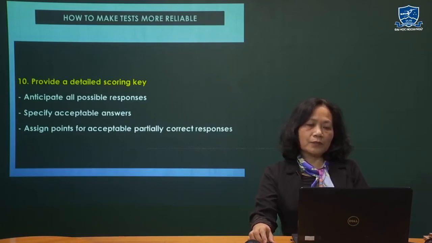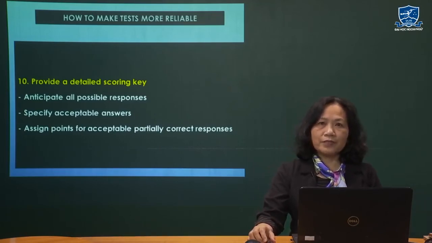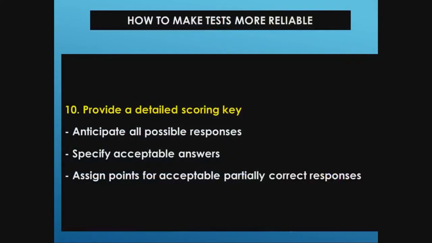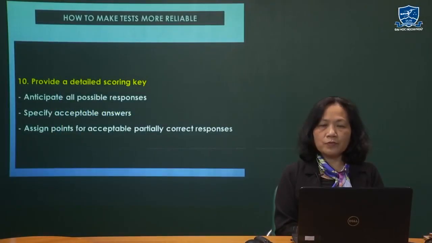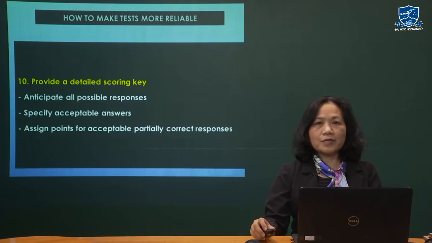What about number 10? That is, provide a detailed scoring key. This is very important. In order to increase the inter-rater reliability and also intra-rater reliability, we should have a very detailed scoring key or marking scheme in which we anticipate all possible responses, all acceptable responses, and assign points for acceptable answers. Some answers are partially correct. Shall we accept that? Shall we give points to them? So we have to be very clear at the beginning before scoring the papers. Yes, so that's number 10.